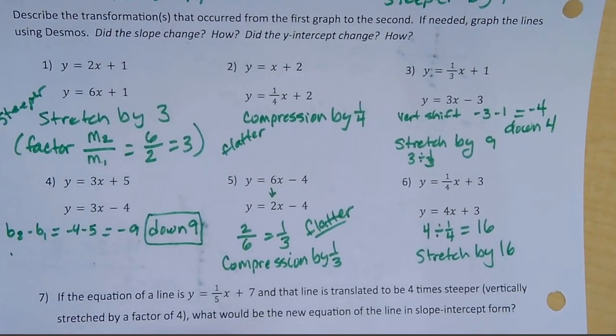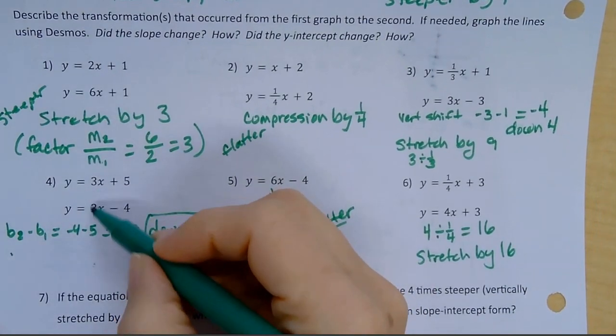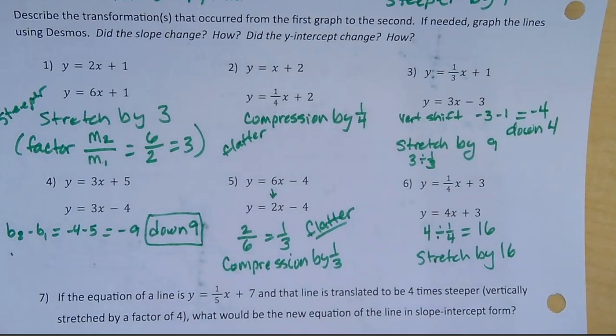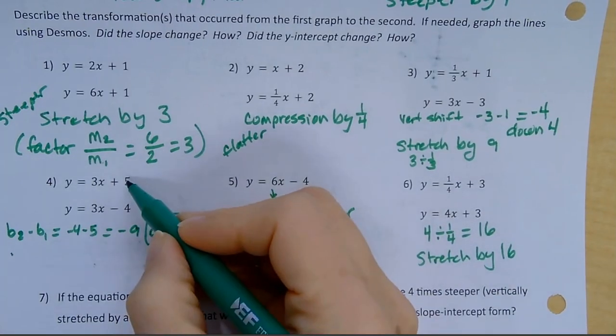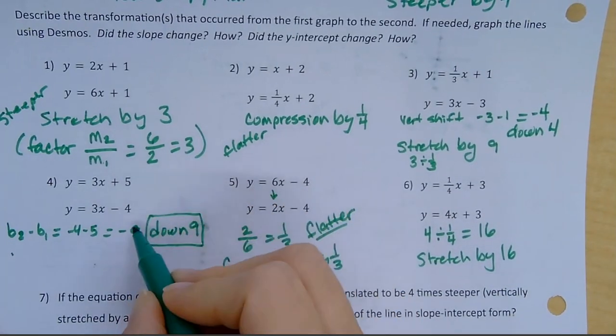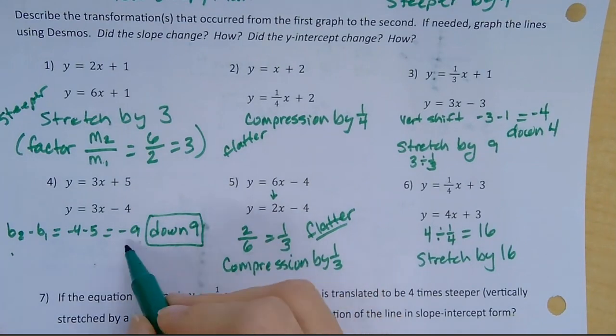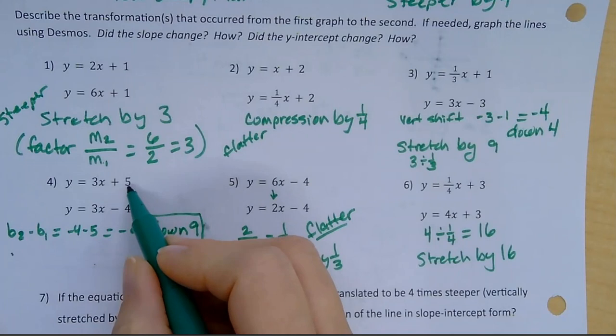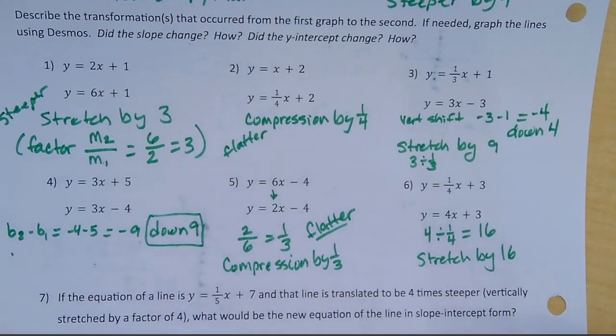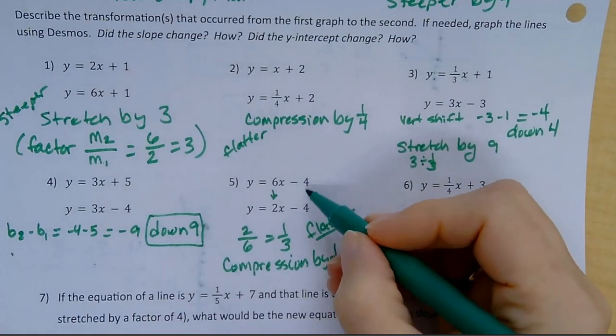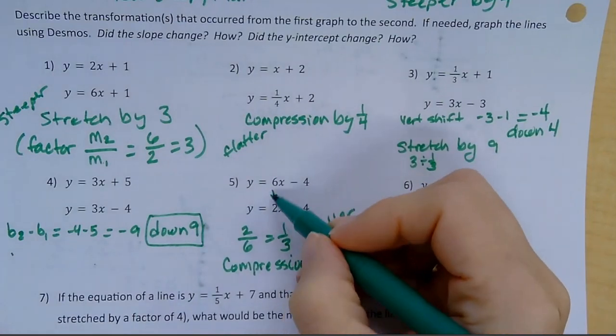Okay, so if you check your answers for 4, 5, and 6, with 4 I could see that I did not change my slope, I only changed my y-intercept, and so I started at +5 and went whoomp, whoomp, whoomp. I went down 9 to get to my new line, and so the change was -4 minus 5 is -9, which means down 9. For problem 5, I didn't change my y-intercept, but I did change my slope.